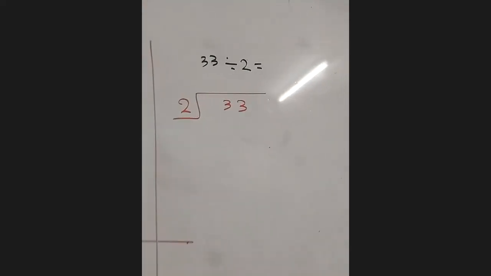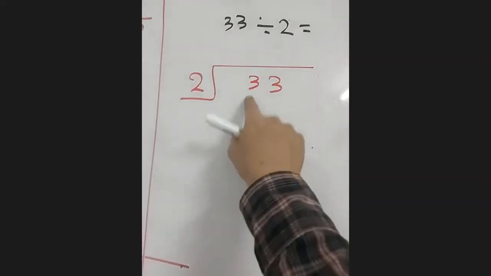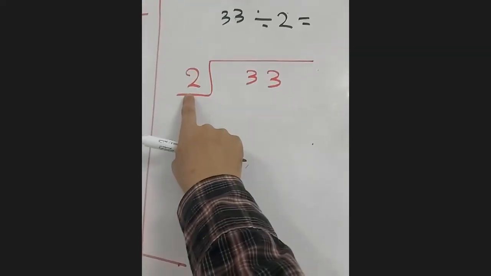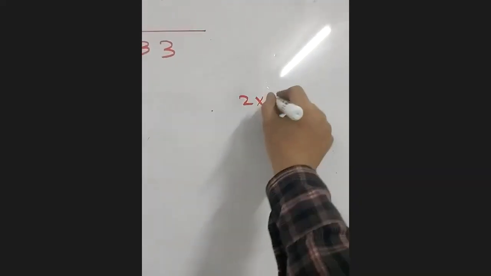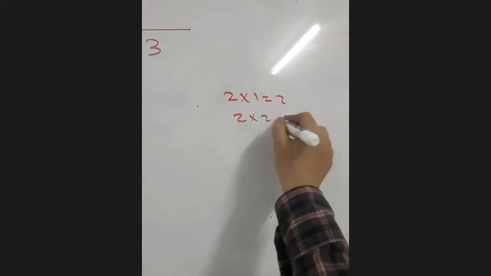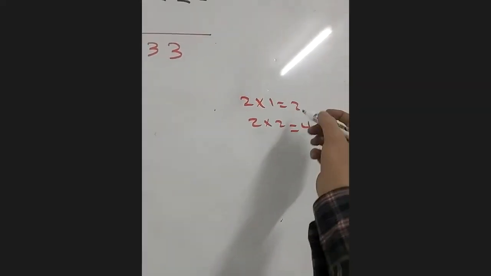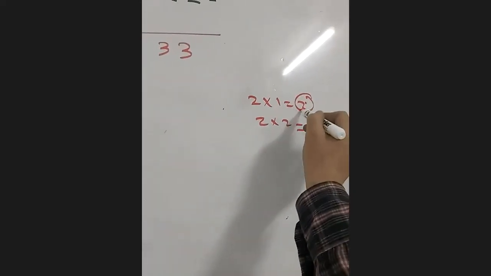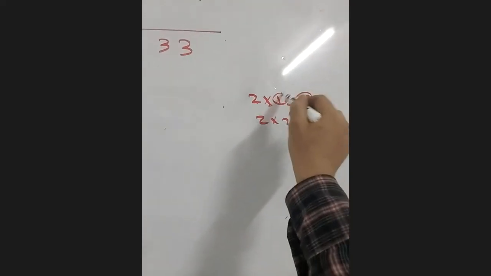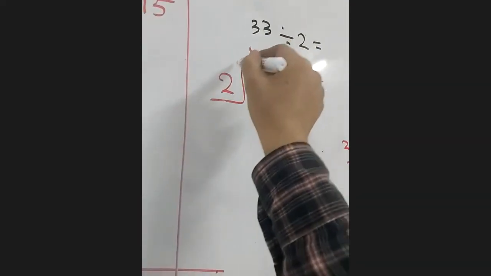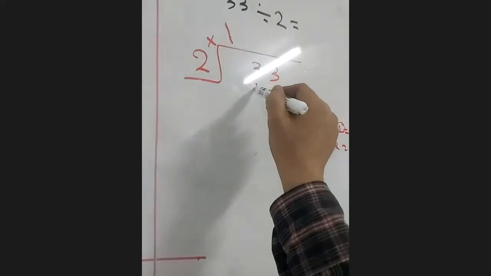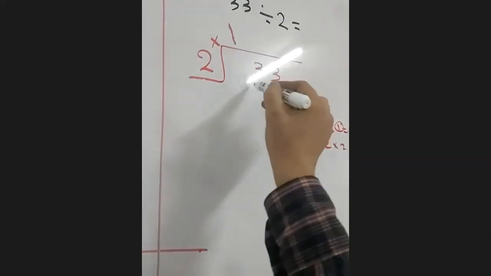Now I'll start with the first number, which is a 3. Do we have a 3 in the timetable of 2? No. 2 times 1 is 2. 2 times 2 is 4. There is no 3. So I will take the 2. The 2 comes from 2 times 1. So I will put the 1 up. 1 multiplied by 2 is 2.